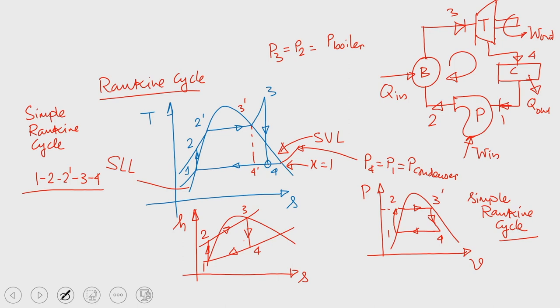Now, I can write this is P condenser, and this is P boiler. Okay. So, this is X4, this line. You know the beauty of this diagram, you also can get the quality from the same diagram. I am not going to discuss this particular issue. So, this is the simple Rankine cycle.